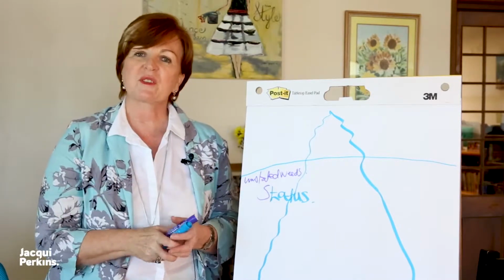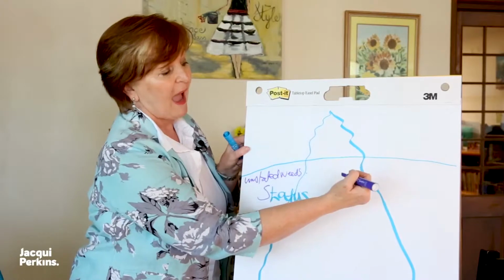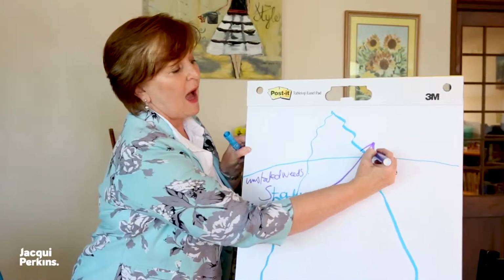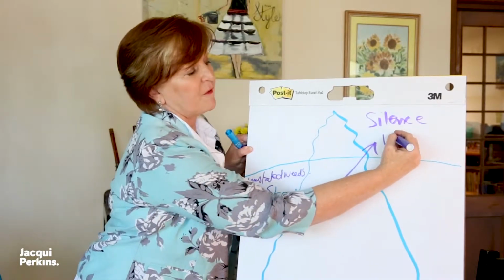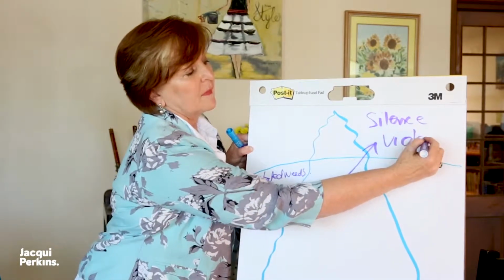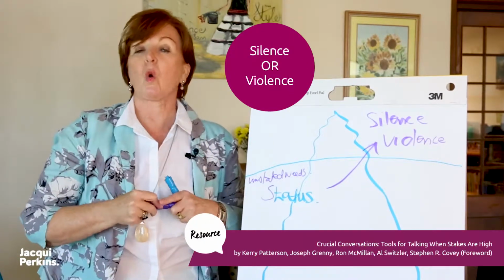Now, what does a threat response look like? A threat response above the waterline, the behavior you will see will be either one of silence or one of violence. Now, I stole these terminologies from a great book called Crucial Conversations. If this whets your appetite, go and have a look at that book.